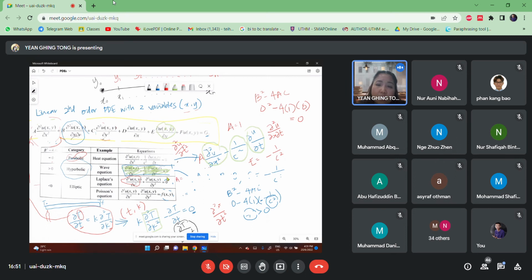A is 1, and then this one is actually C, kan. Jadi B pun tak betul, B is 0, and then C is 1. So B square minus 4AC sama dengan, that means B adalah kosong, kosong tolak 4 darab minus times with 1, times with C is 1. So we get negative 4, nampak sini. So we get negative 4, that means less than 0. So this is elliptic. Okay, so this is the category of PDE.